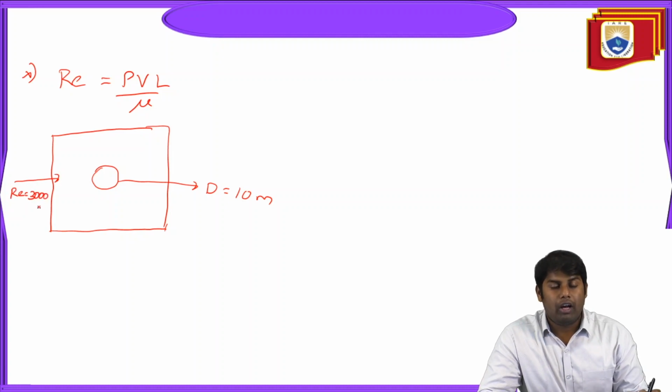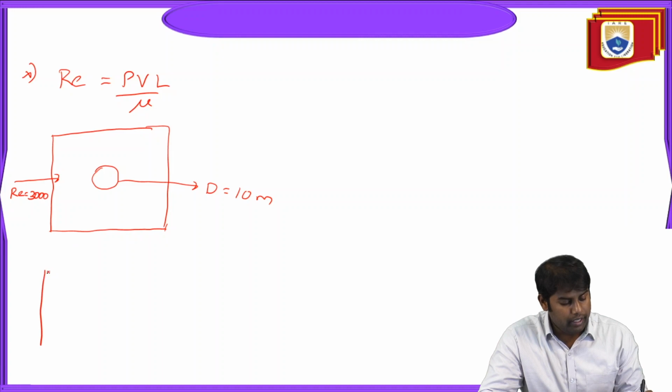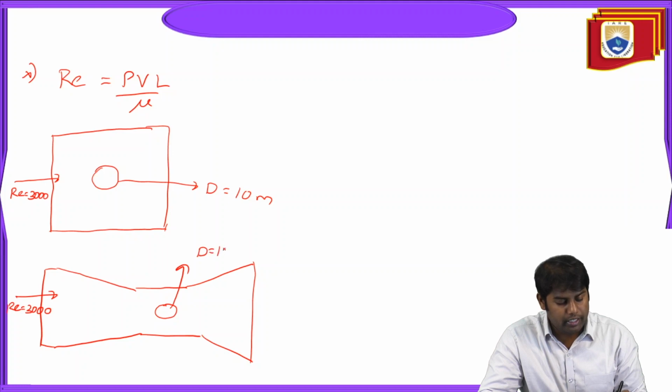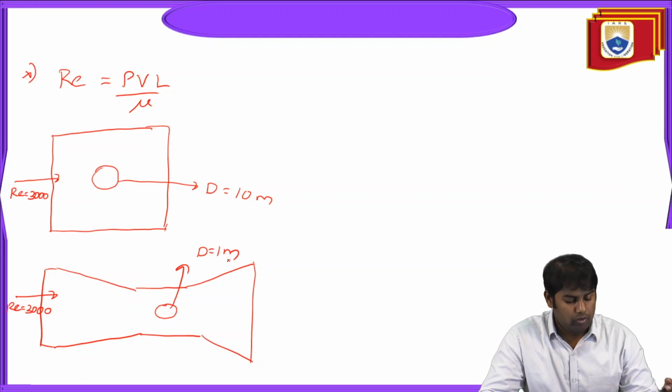This same thing we can do for the wind tunnel also. We have a wind tunnel with a convergent section, a test section, and a diffusion section. In the test section we will place the model. Again, if we are able to simulate the Reynolds number of 3000, the diameter here is d equal to 1 meter, whereas in the numerical case d is equal to 10 meters. Here is how we make the Reynolds number equal for the numerical and experimental.